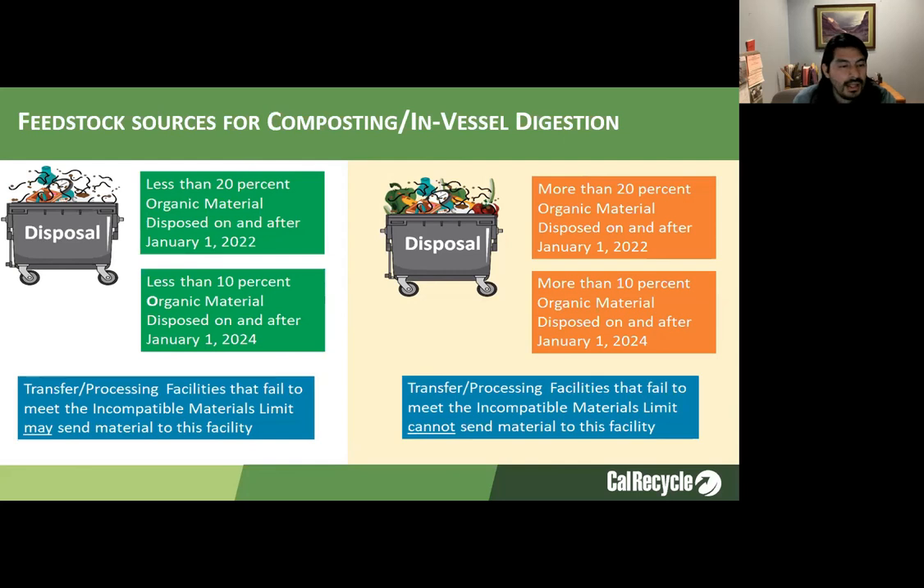Then that means that a transfer processor that fails to meet their incompatible material limit or their cleanliness standard, right? They cannot send it to this composter or this IVD, because this composter or IVD is not one that meets the additional quality standards, and that is those percentages, the 20 and 10%.